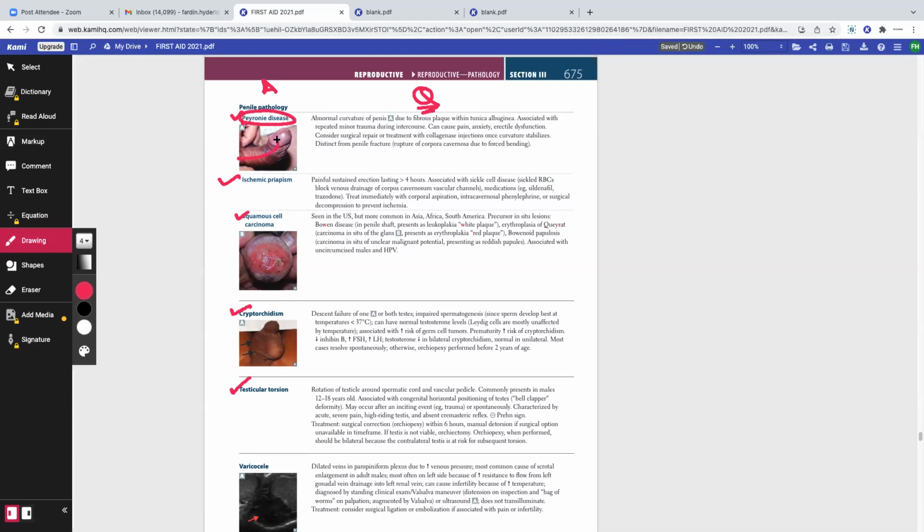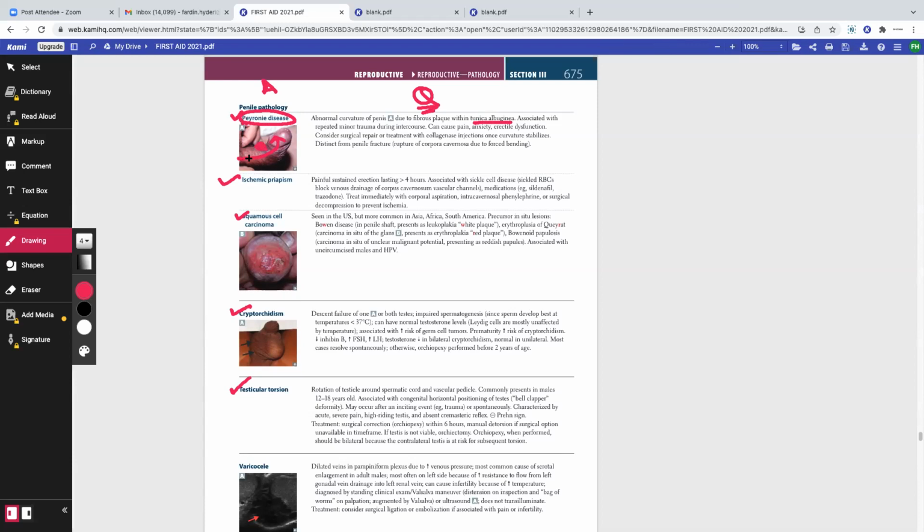Peyronie's disease, as you can see, is an inversion of the penis, where you have an abnormal curvature of the penis. Why? Because there's some sort of fibrous deposition. There's a fibrous plaque, especially in the tunica albuginea, right? Tunica albuginea is one of the coverings. So you have a fibrous plaque over there.